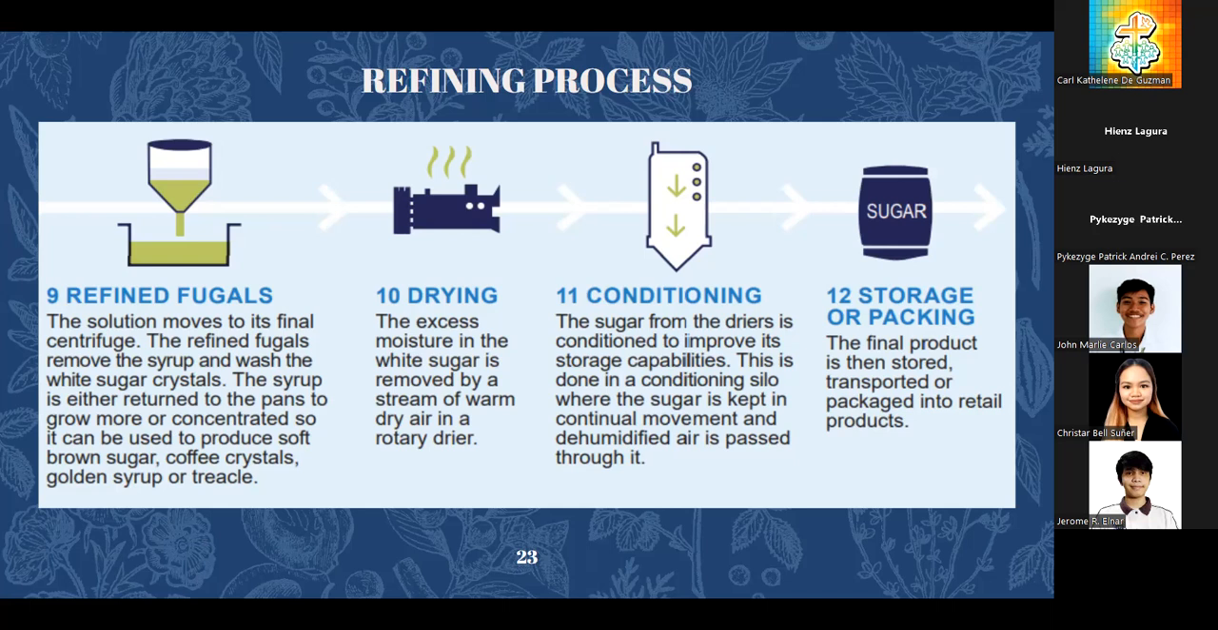This is also done in a conditioning silo where the sugar is kept in continual movement and humidified air is passed through it. The last process in sugar manufacturing is storage or packing. The final product is then stored, transported, or packaged into retail product.